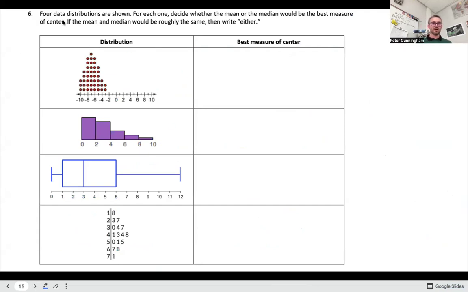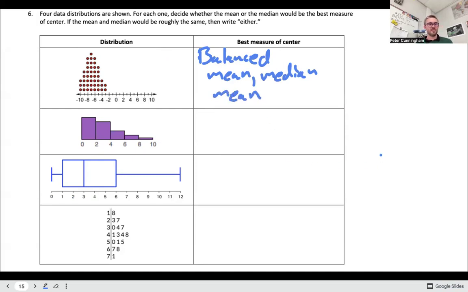Okay. Now, when we have distributed data like this, where it looks balanced, it really doesn't matter what you use as the best measure of center. This data is balanced, so you can use mean, you can use median. They're all going to be pretty much the same, but you can use the mean in this case because it's balanced data. Right?